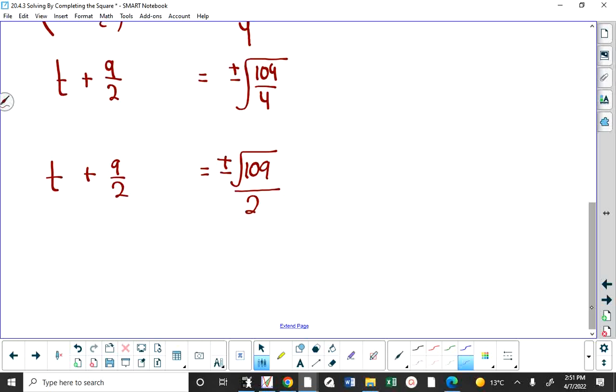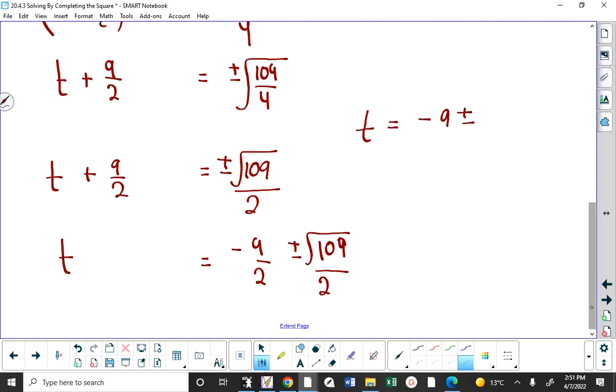Now I can move that 9 halves over and get t equals negative 9 over 2 plus or minus root 109 over 2. So we end up with t is equal to negative 9 plus or minus root 109 all over 2. There's a common denominator here of 2. They're both over 2. So let's put them together with a common denominator.